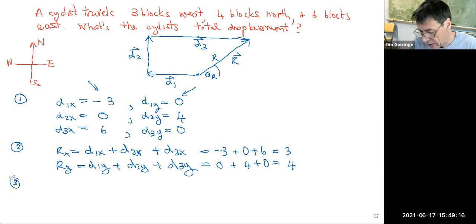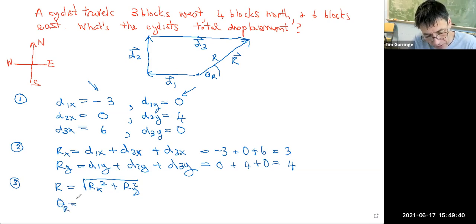Finally, we want to calculate the magnitude and direction of the resulting vector. Well, for the magnitude, we can use Pythagoras' theorem. The magnitude is the square root of the sum of the squares of the x and y components. And for the angle, we can use a little bit of trigonometry. The angle theta r is the inverse tangent of the ratio of the vertical to the horizontal components of the resulting vector.